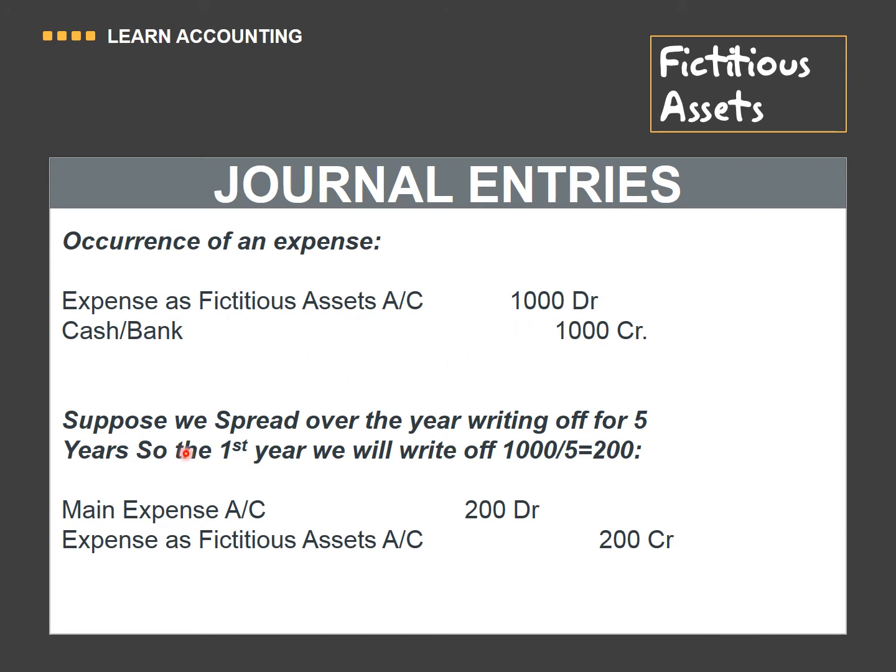So let's see, suppose we spread over the year, writing off over 5 years. So the first year we will write off 1000 divided by 5, for the 5 years, which is equal to 200. So for that year we will write off only 200.